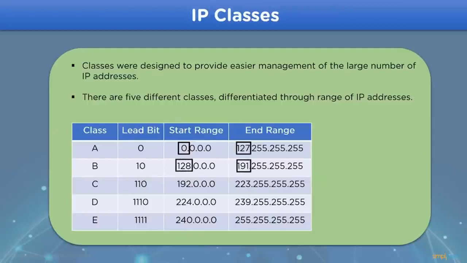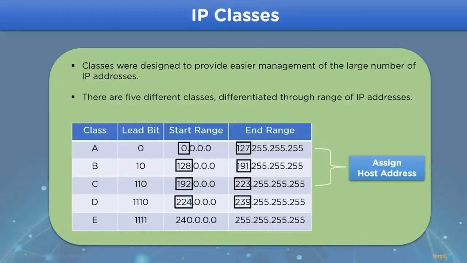Then we have class B, which can fulfill the requirement for a moderate number of network hosts. The lead bits are 1 and 0, and the network ID ranges from 128 to 191. Then we have class C, which can allocate IP addresses for a low number of network hosts, where the first 3 bits of the network ID are 1, 1 and 0, ranging from 192 to 223. Through the above 3 classes, that is class A, B and C, we can easily identify and assign addresses to a network host.